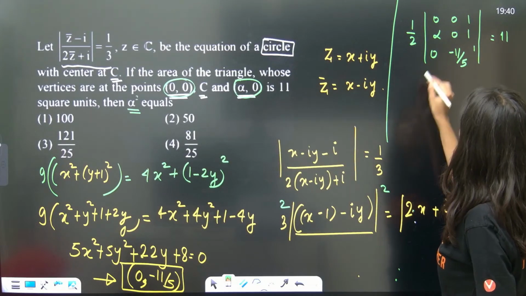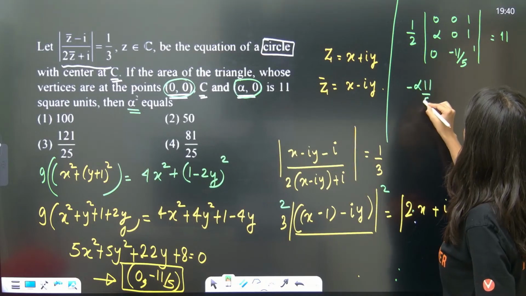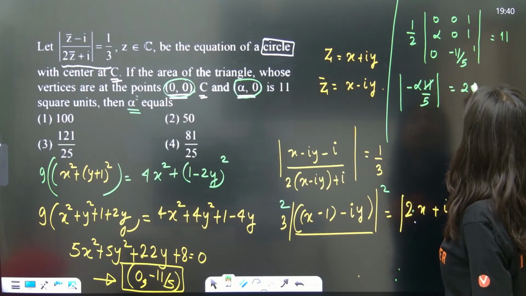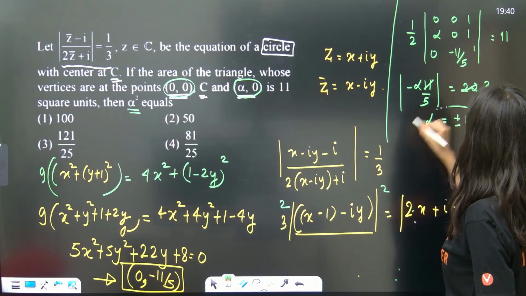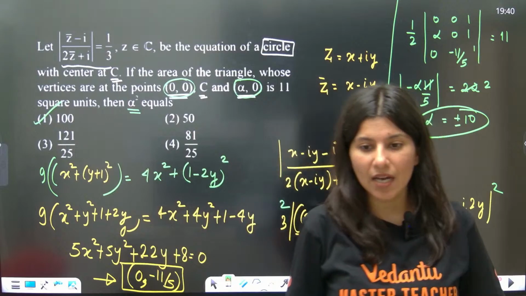So if you open this, can you see? Minus 11 alpha by 5 modulus is equal to 22. 11 ones are 11, 11 twos are 22. So alpha will be what? 5 twos are plus minus 10. So the value of alpha is plus minus 10. That means alpha square will be 100.